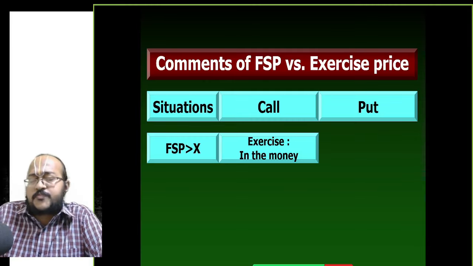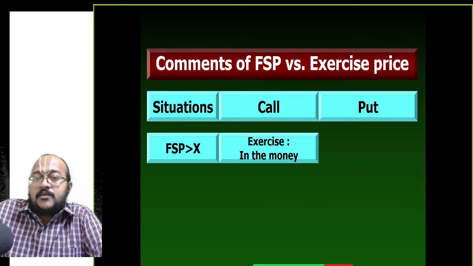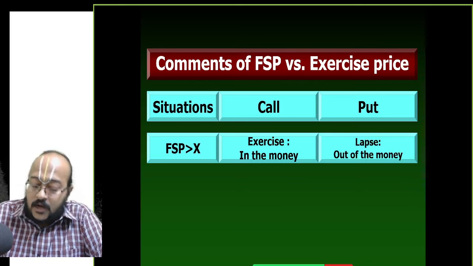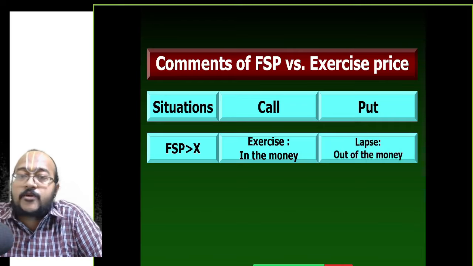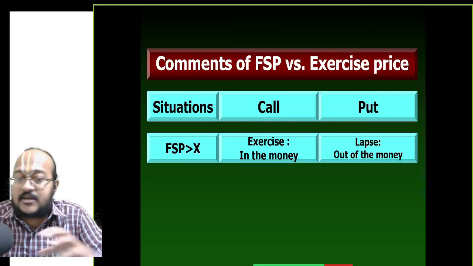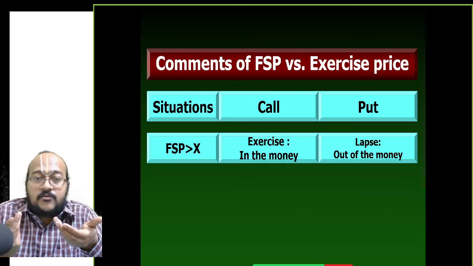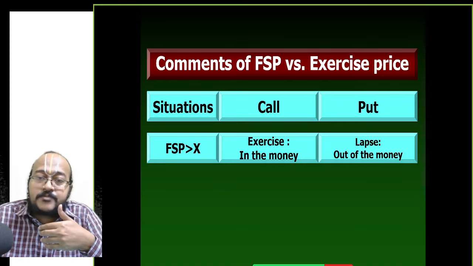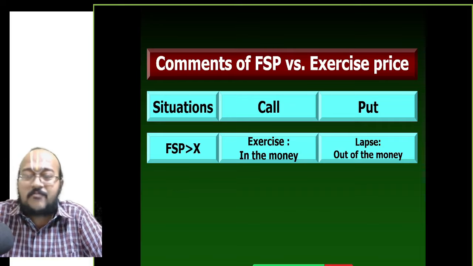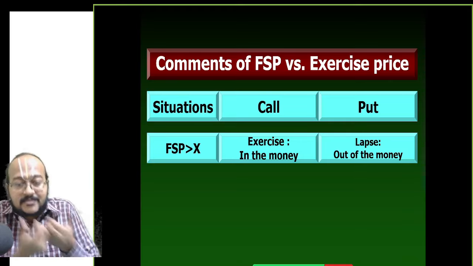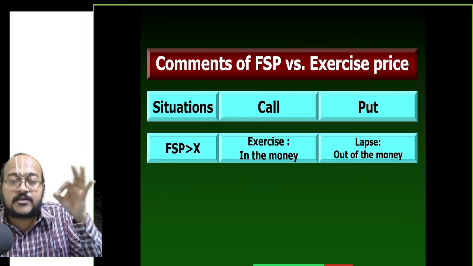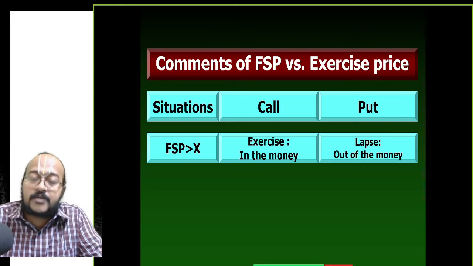So come to the put option. If the future spot price is more than the exercise price, what will happen to the put option? Is it in the money or out of the money? Out of the money. You will let the put option lapse, which means it is out of the money. When you have no benefit by exercising, you let it lapse, and in that situation it is called out of the money. In the money is beneficial: immediately you can exercise and receive the benefit. The option is favorable. In case it is not favorable, it is called out of the money.